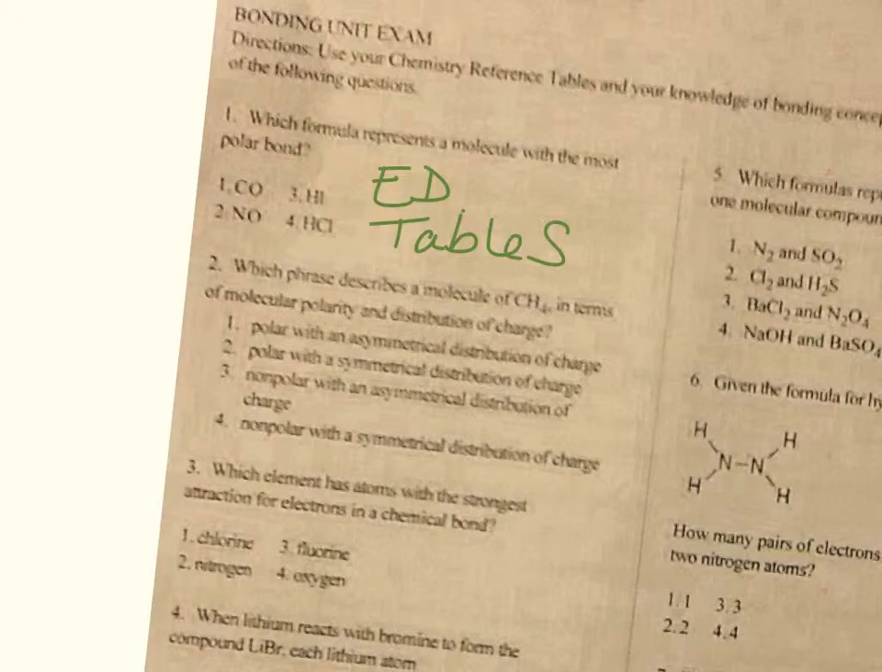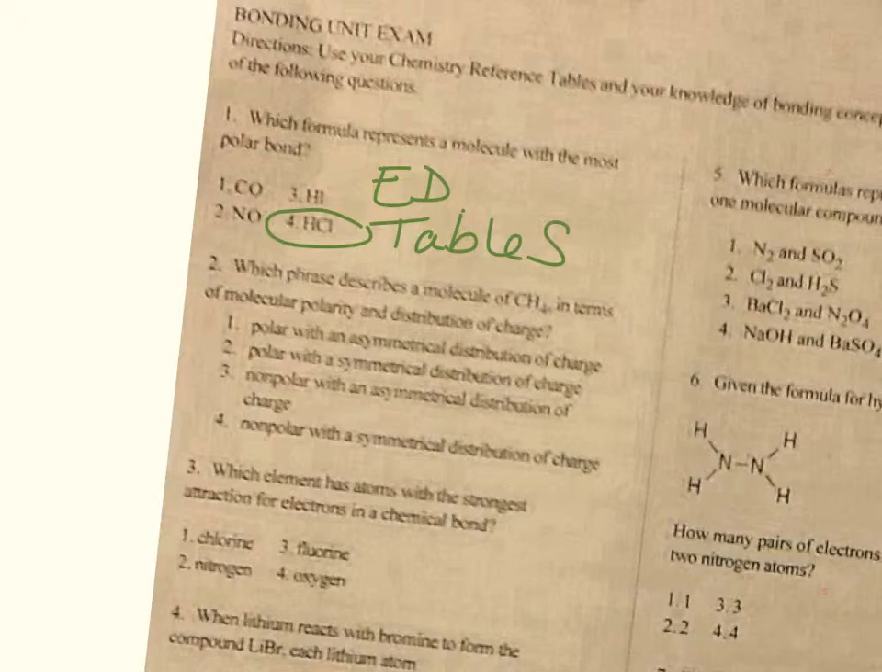In order to answer this question, we need to use Table S, and we're going to look at the electronegativity difference. So we need to look up the electronegativity values for each of the elements, and we need to subtract them. And the one that's going to have the largest difference is going to be HCl.